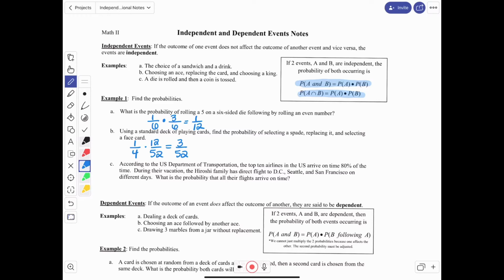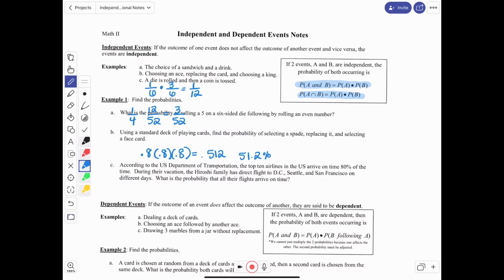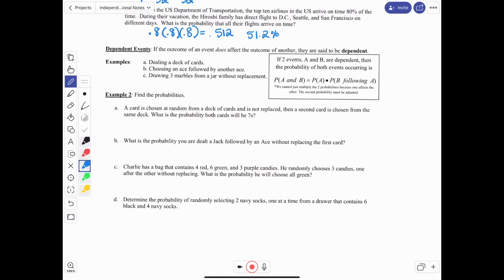Okay, so according to the U.S. Department of Transportation, the top 10 airlines in the U.S. arrive on time 80% of the time. During their vacation, the Hiroshi family has a direct flight to D.C., Seattle, and San Francisco on different days. What's the probability that all their flights arrive on time? So they have 3 flights, and each of them is 80%. So you would just multiply that 80% 3 times. Change it to a decimal, so we have 0.8 times 0.8 times 0.8, which would be 0.512. If we want to change that to a percent, it would be 51.2%.